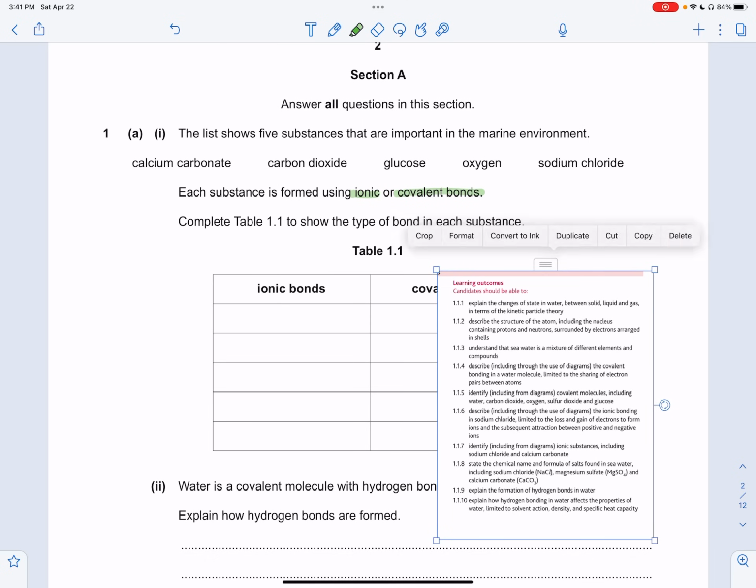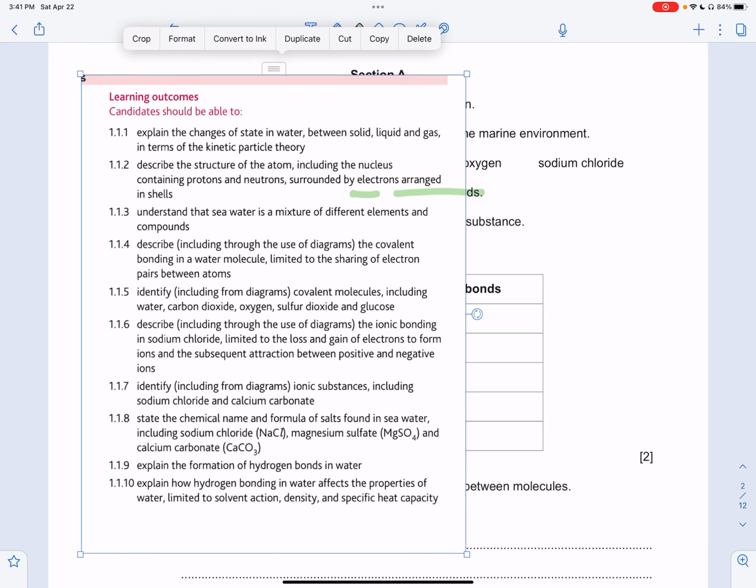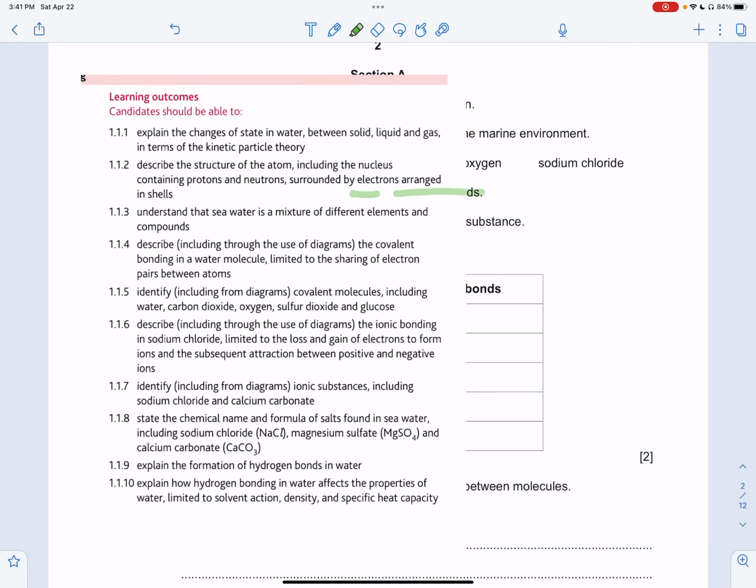I just attached, for this question specifically, the syllabus, so you can see where this is coming from. It's going to be in 1.15, additionally 1.17 and 1.18. Identify, including from a diagram, your covalent molecules: water, CO2, oxygen, sulfur dioxide, and glucose. And identify from diagrams ionic substances: sodium chloride and calcium carbonate. But because it's also a salt, magnesium sulfate can also be included, because you do have to be able to state the chemical name and/or formula of salts found in the water.